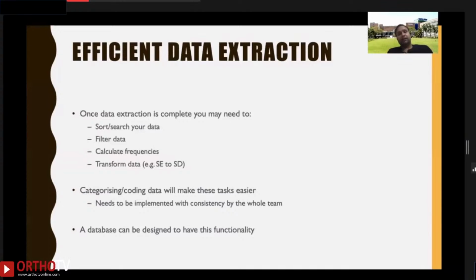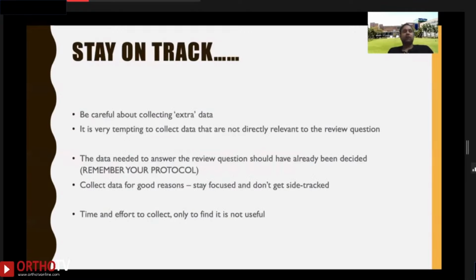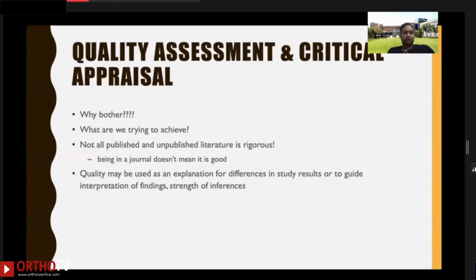Sometimes the articles use standard error, and sometimes they use standard deviation. So everything you have to see, and everything has to be in the same format, so it should be homogeneous data. And then you have to consider whether you are including only one study design, or there are various study designs. Then sometimes the different studies report data differently. So you have to consider all these things, and then you have to go by your protocol. Always go according to your protocol.